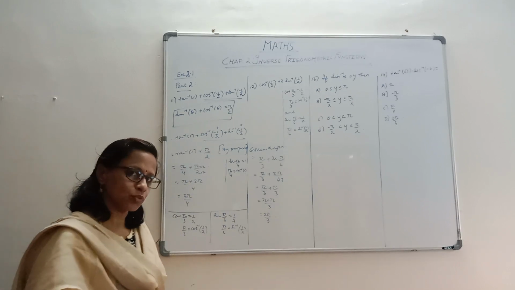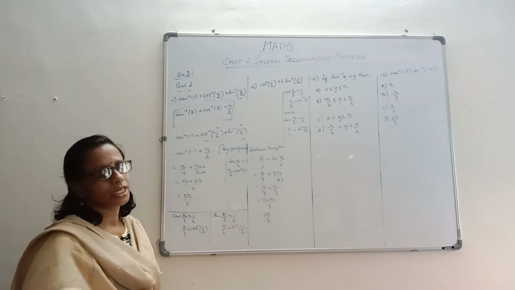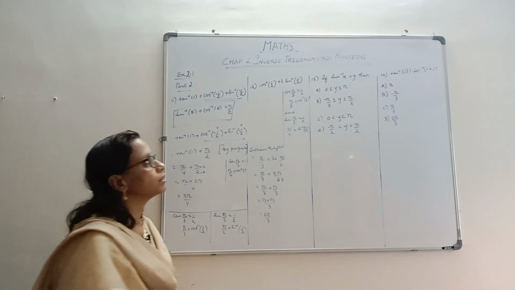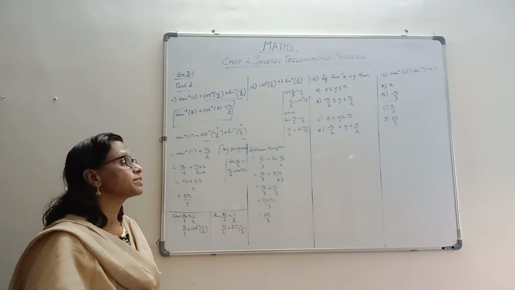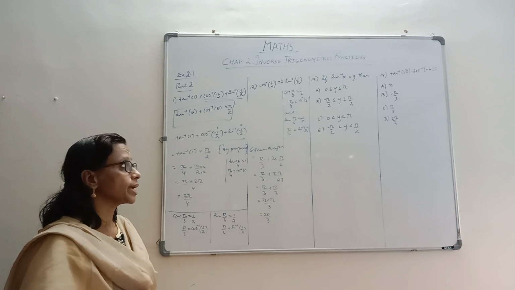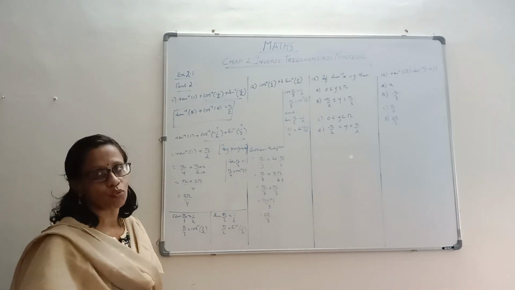Answer is working out as 2 pi by 3. That's about it. Then we have the next, which is an MCQ question. It says that if sine inverse of x is y, then what is true for y?